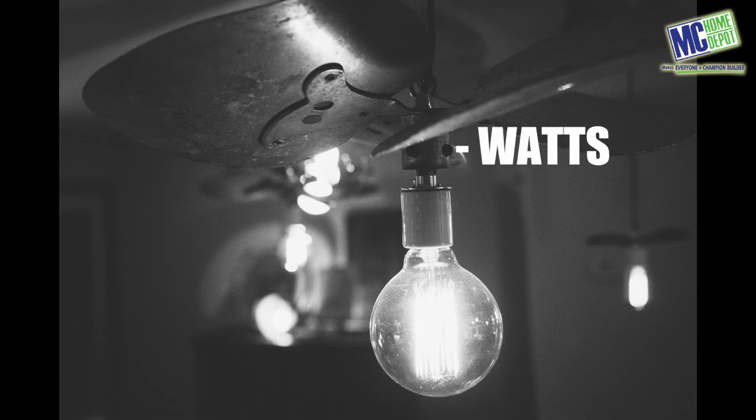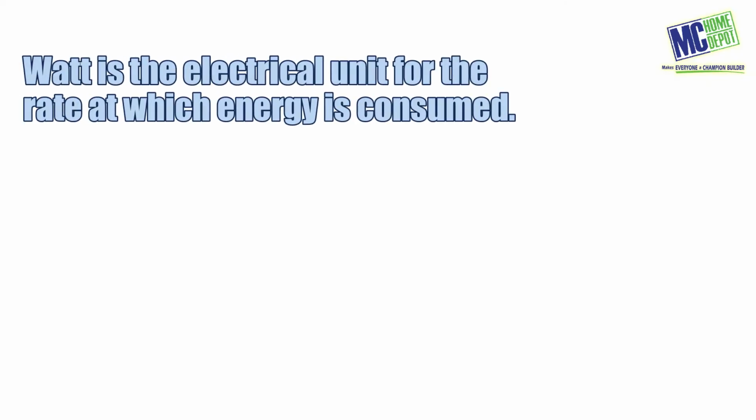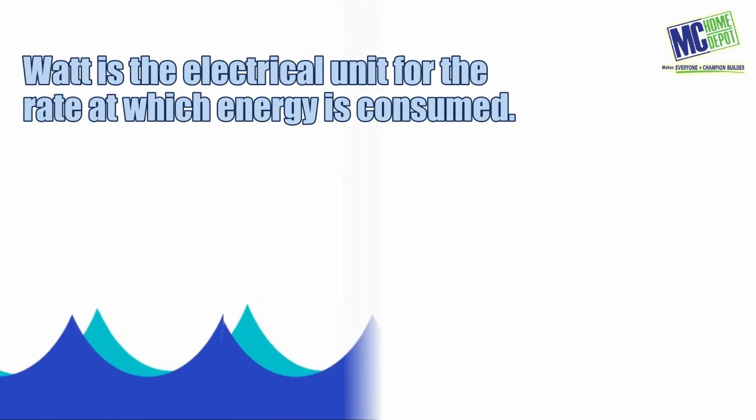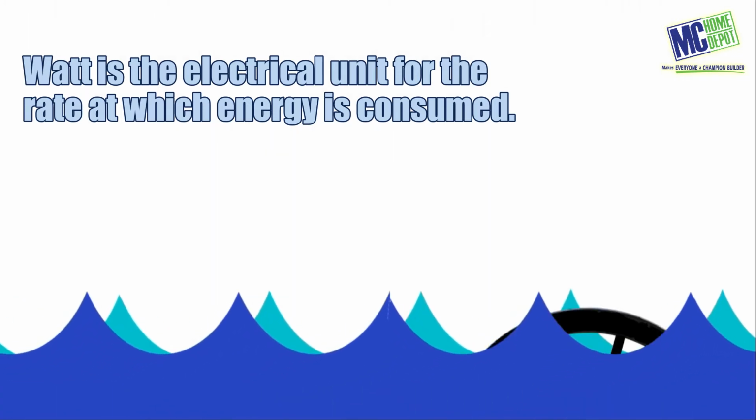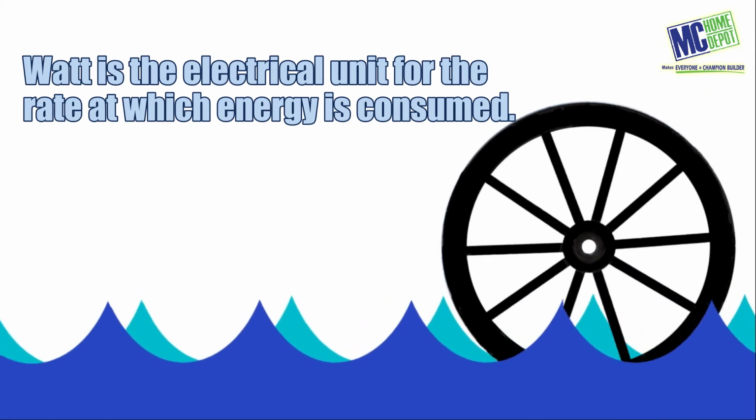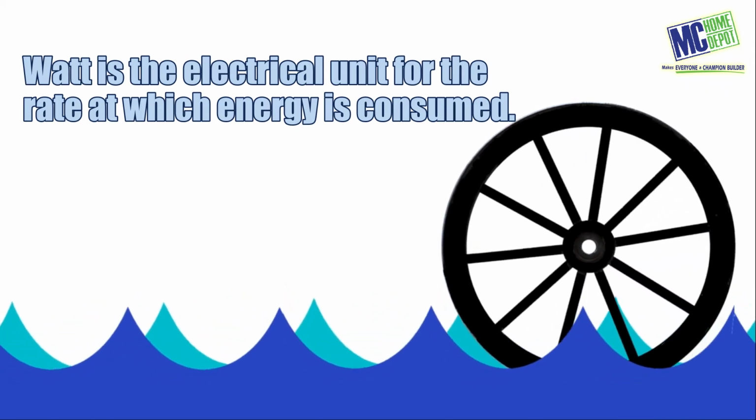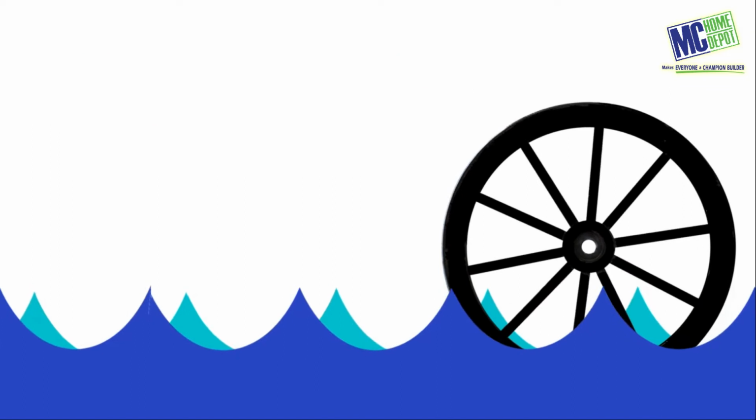Watts. Watt is an electrical unit for the rate at which energy is consumed. If voltage is water, watts would be the water mill that scoops water out of the river. The higher the flow of the water, the faster the water mill turns.